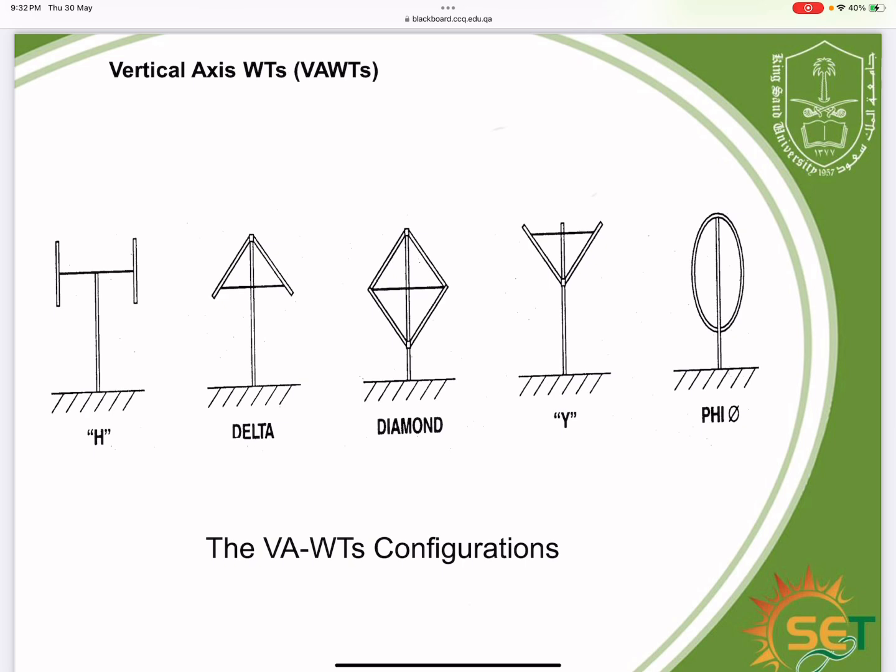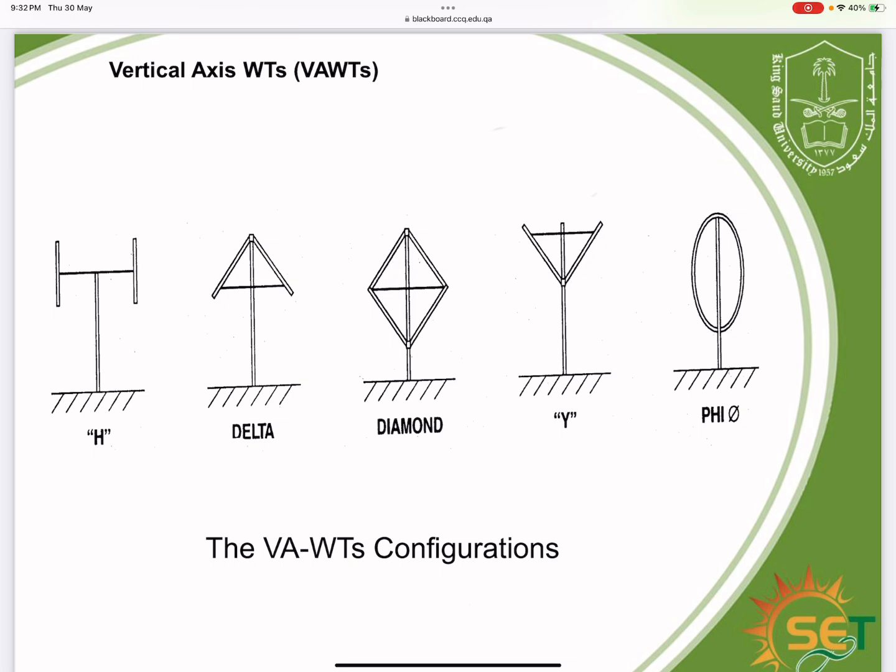The Y wind turbine has some advantages, like being efficient in varying wind directions and easier to design. The disadvantages are lower efficiency compared to each vertical axis wind turbine, and potentially higher material cost due to complex structure.